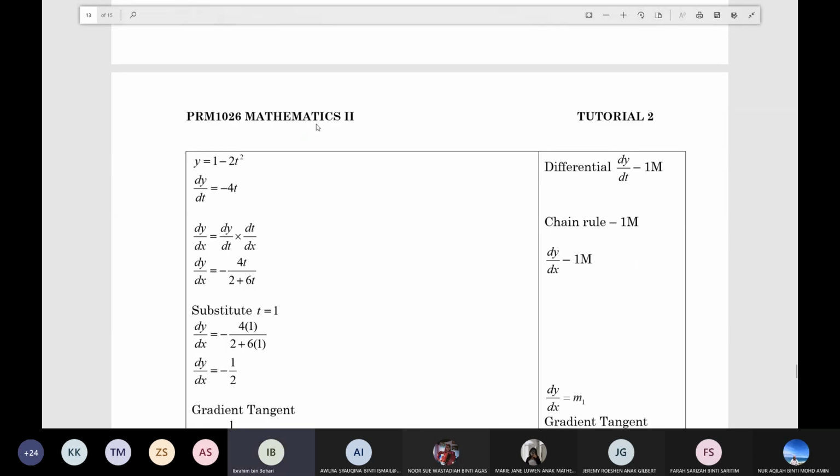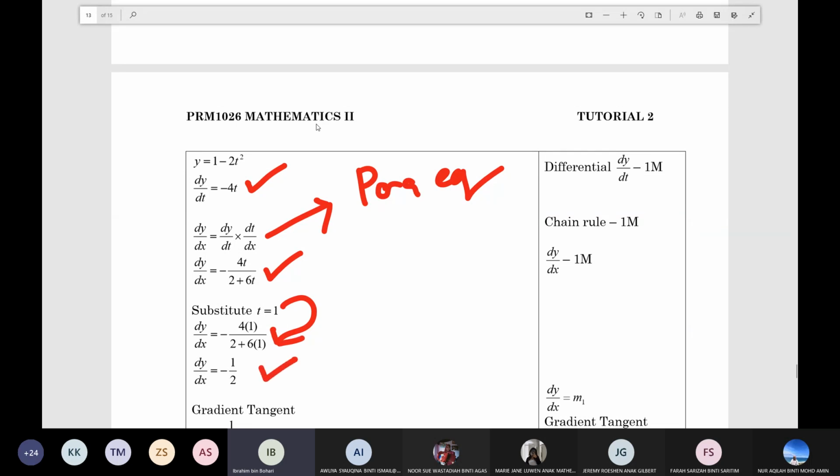And here dy over dt, negative 4t. And the parametric equation, dy over dt times dt over dx. Okay. And dy over dx here equals to the negative 40 over 2 plus 60. And the value of t here equals to 1. And substitute into the first derivative. And the first derivative here equals to the negative 1 over 2. So here the mt, or the gradient of tangent, equals to the negative 1 over 2. Okay, mudah saja. Ya.